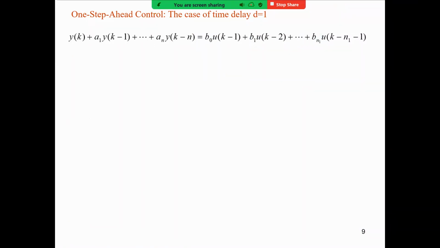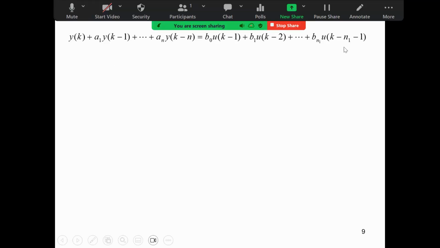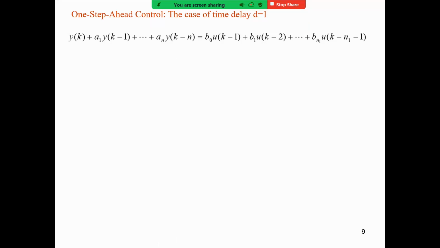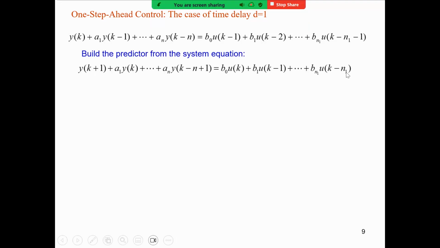First of all, I want an equation such that we can compute the input. So that equation should have the current input, u(k), in it. Right now, of course, we have u(k-1). So how do I make the equation contain u(k) instead of u(k-1)? Simple: you just forward shift both sides. You forward shift both sides, and then you have this equation. They are the same.